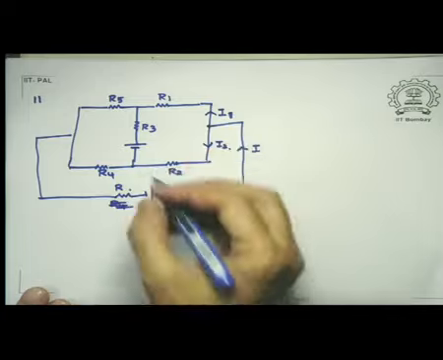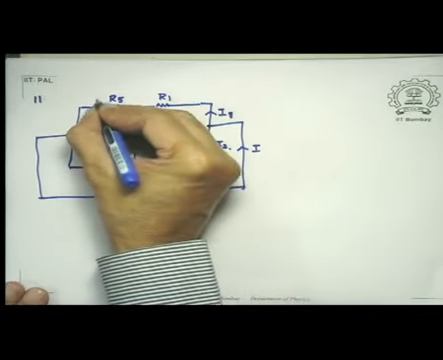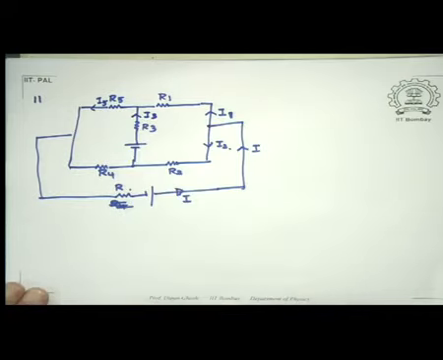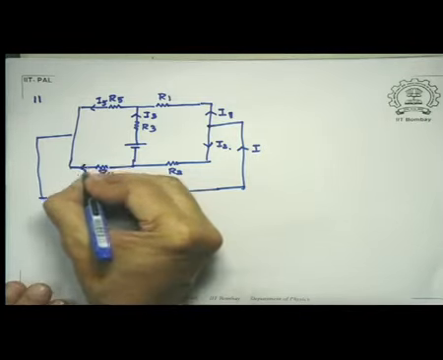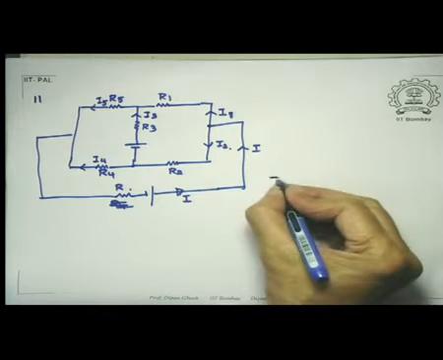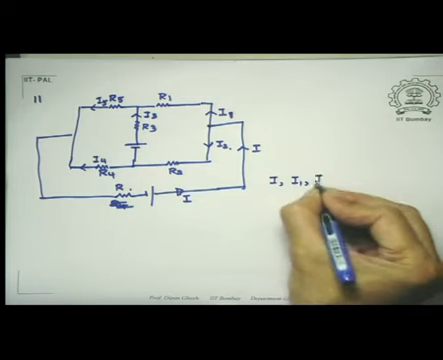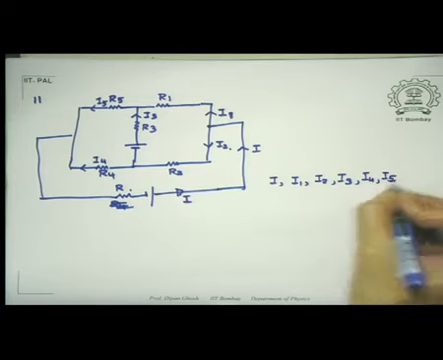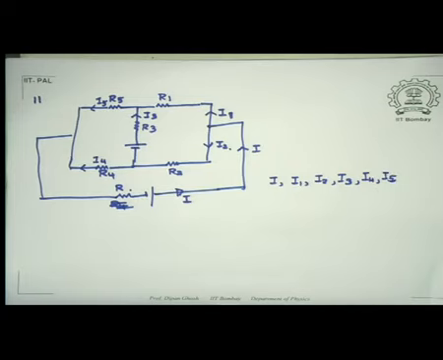And keeping that in mind, suppose we say this is I5, this is let us say I3, this is I4. Now look at how many unknowns there are. I have I, I1, I2, I3, I4 and I5. Six unknowns are there. I need to get equations corresponding to that. Generally, I should be looking for 3 branch equations and 3 loop equations.